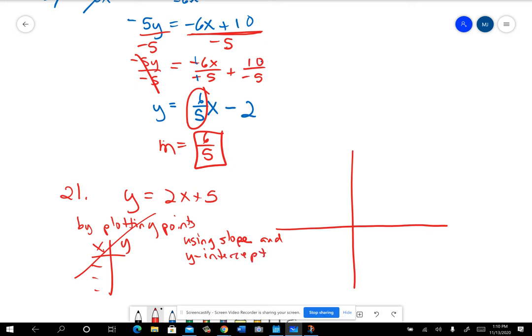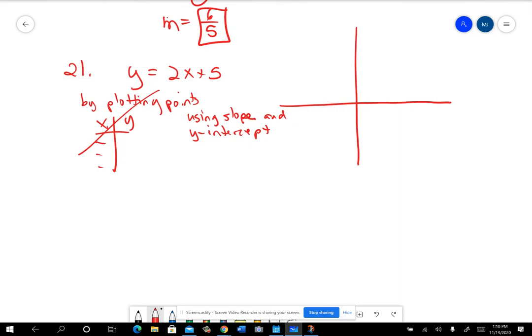All right. And the reason they're asking you to do that is because it's a very effective way of graphing this. So if we're trying to graph using the slope and the y-intercept, we make sure the y is on a side by itself, which it is. Then we can identify the slope and the y-intercept. Okay, so m equals 2, that's the slope.